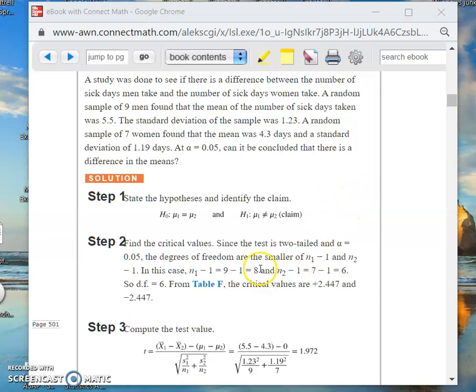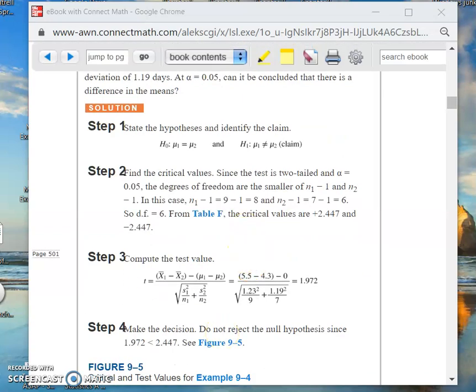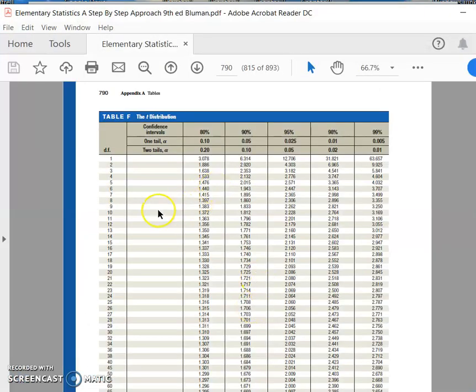So the degree of freedom for the men is 8, degree of freedom for the women is 6. So we're going to use the degree of freedom of 6. We're going to take the smaller of those two. Okay, so let's go to the table. So degree of freedom of 6, okay, that gives us our row.